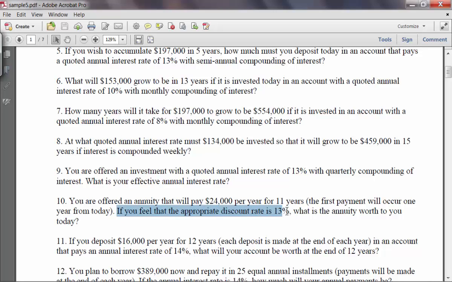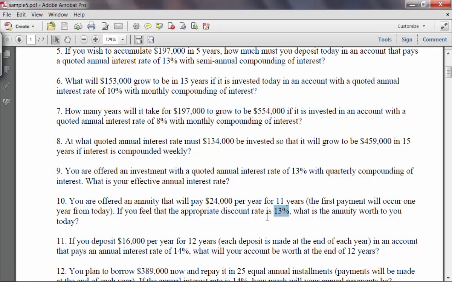I hate when they say discount rate, but basically what they mean here is you feel that every time you get $24,000, you can take it immediately. That's the assumption here. Because if you can't do this, then everything breaks down. There is no time value to money. But you can take the $24,000 immediately and invest it in an interest-bearing account, where interest on that account accumulates at 13% per year. That's what they mean by the appropriate discount rate.